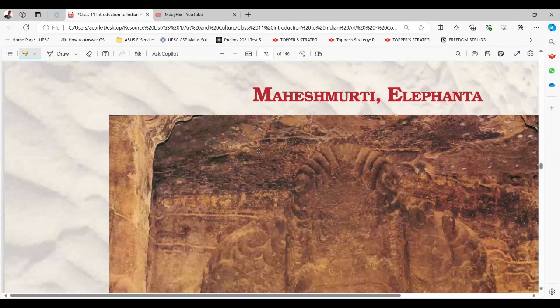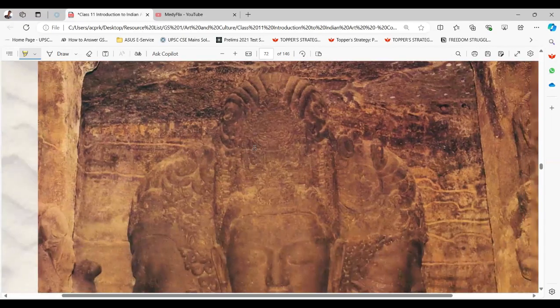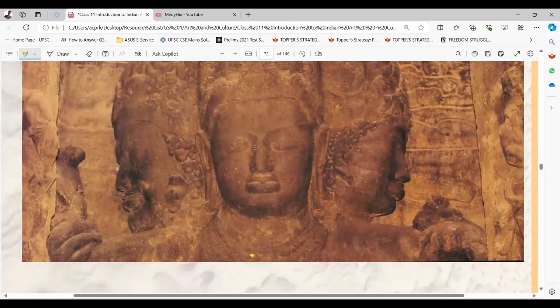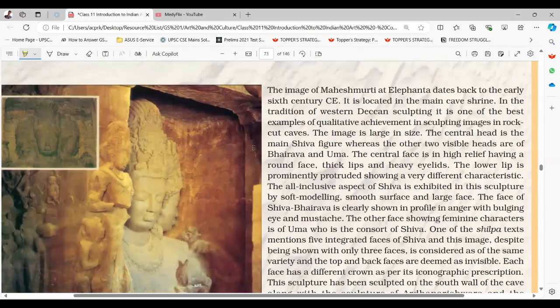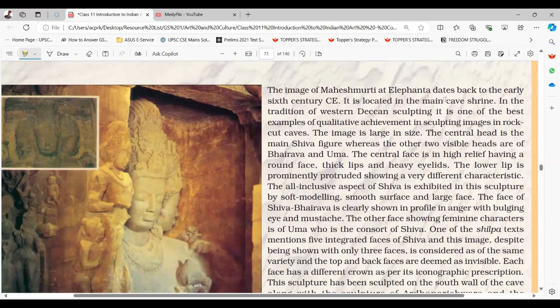Here you can see the Maheshmurti at Elephanta. The image of Maheshmurti at Elephanta dates back to the early 6th century CE. It is located in the main cave shrine.